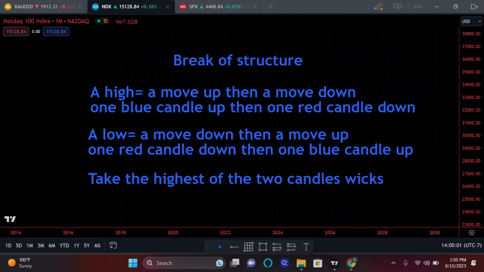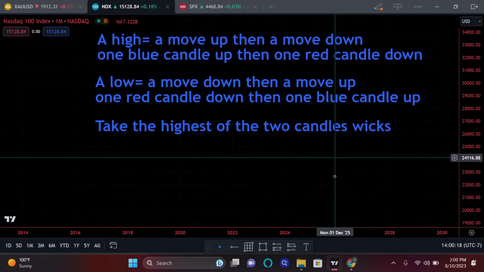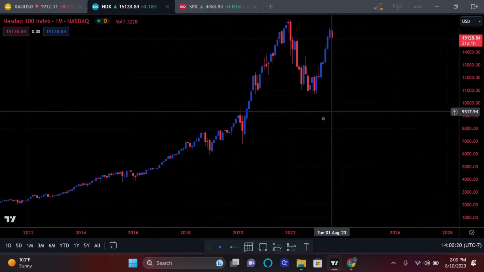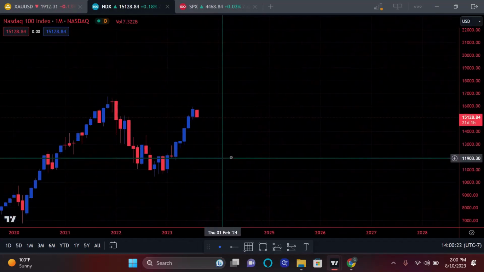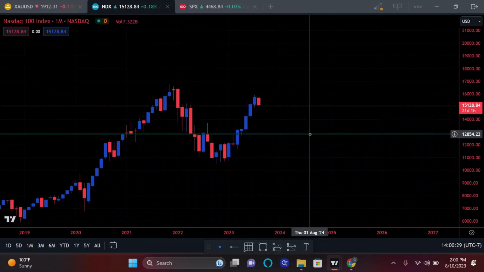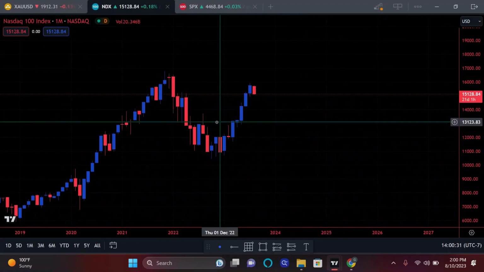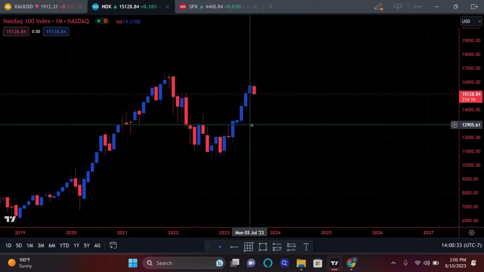Take the highest of the two candle wicks, and if a candle closes below or above the high, it is considered a break of structure. Now I'll show you on the charts. As you can see, we're on the Nasdaq, on a monthly time frame. Higher time frames hold higher power. So if you see a break of structure on the monthly, we're going to target monthly liquidity.